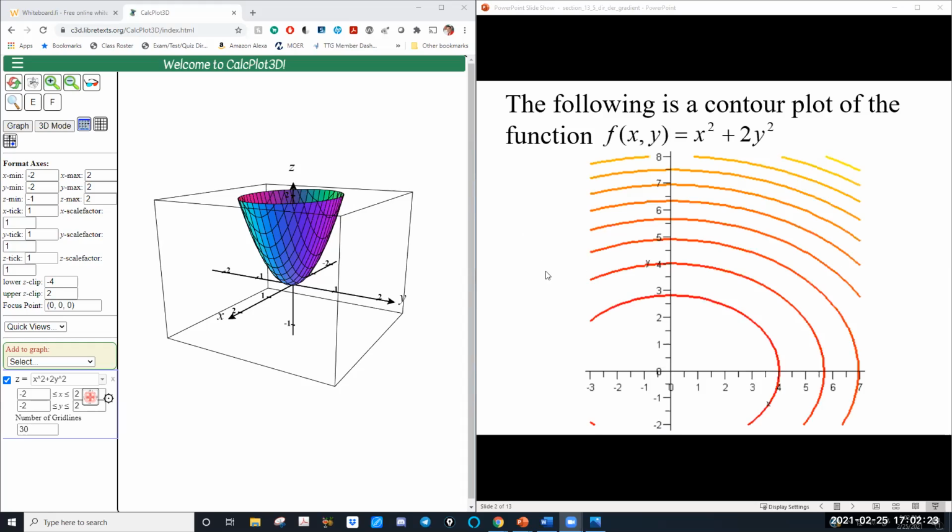This is the contour plot of this function right here. This is x squared plus 2y squared. It's basically an elliptical paraboloid. We're going to do some stuff with this in a little bit, and it's going to involve the contour plot.